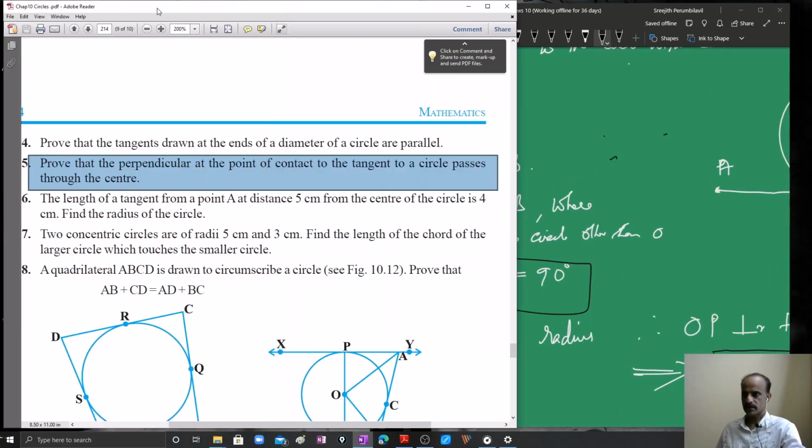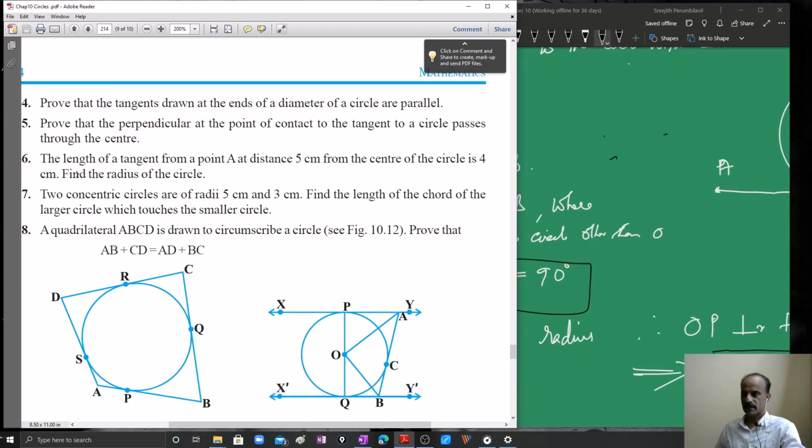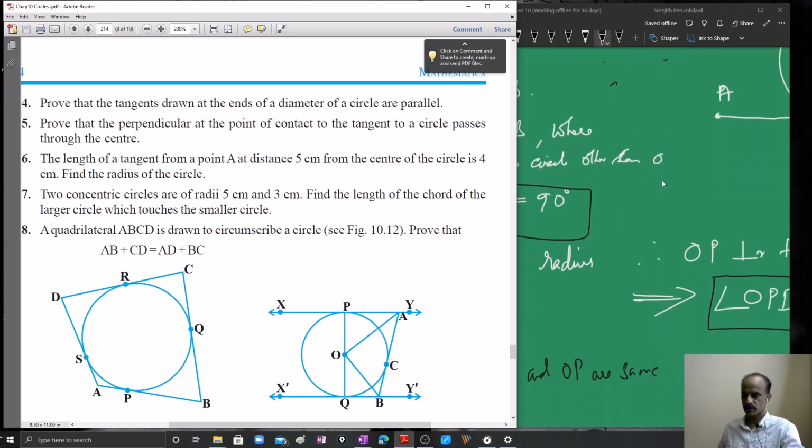Next question. Find the length of the tangent at the point A at a distance 5 cm from the center of the circle is 4. Find the radius of the circle. This you can do on your own. Next question. Two concentric circles of radius 5 cm and 3 cm. Find the length of the chord of the larger circle which touches the smaller circle.